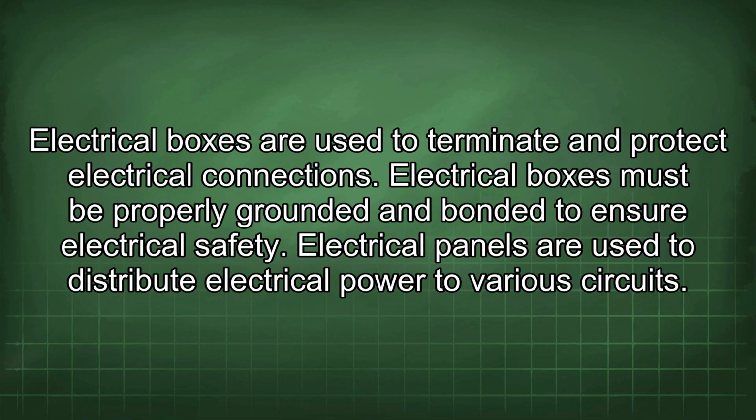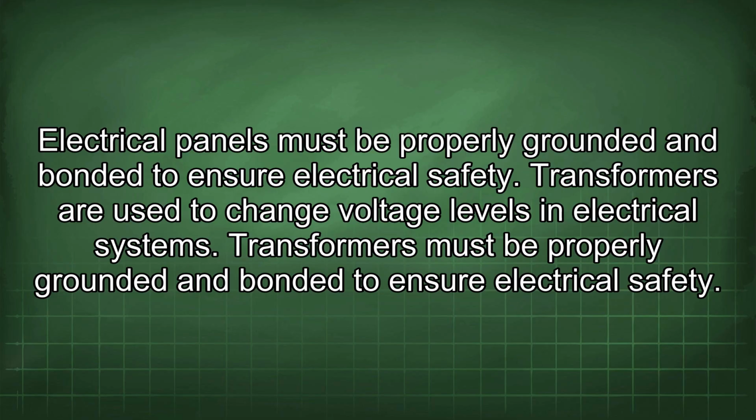Electrical boxes are used to terminate and protect electrical connections. Electrical boxes must be properly grounded and bonded to ensure electrical safety. Electrical panels are used to distribute electrical power to various circuits. Electrical panels must be properly grounded and bonded to ensure electrical safety.